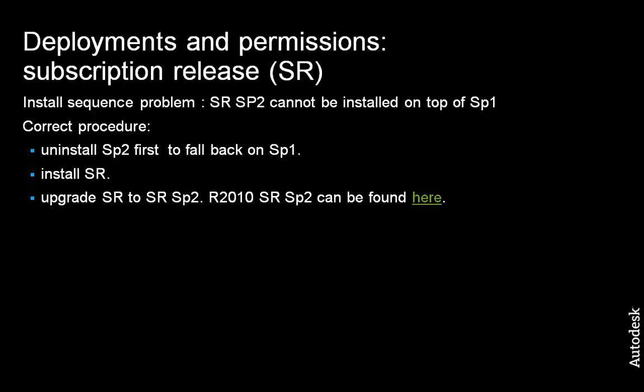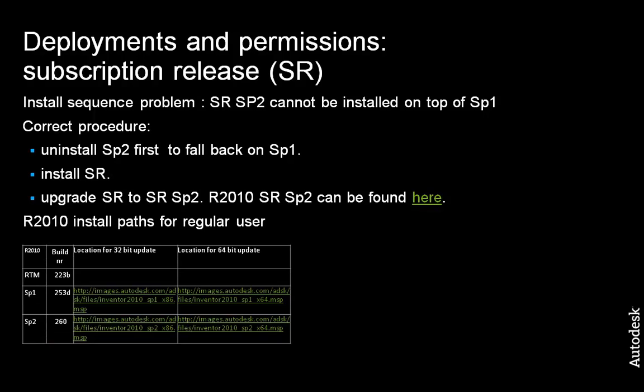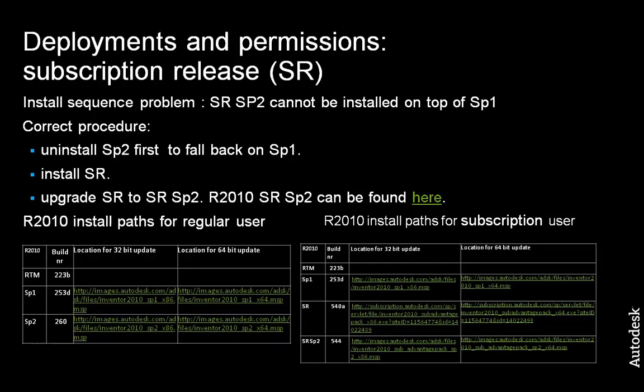I've provided the links to where you can find these things, and I've even provided a summarizing table of where you can find the different service packs for the 2010 release for the different operating systems, 32-bit versus 64-bit. The table here on the left is for the 2010 release. If you have a subscription customer, he has a slightly different install path, also for 32-bit on the left and 64-bit on the right, with all the links to where you can find these versions.